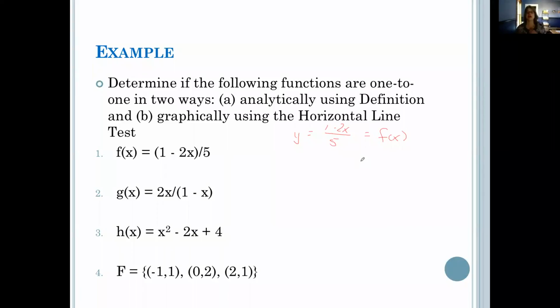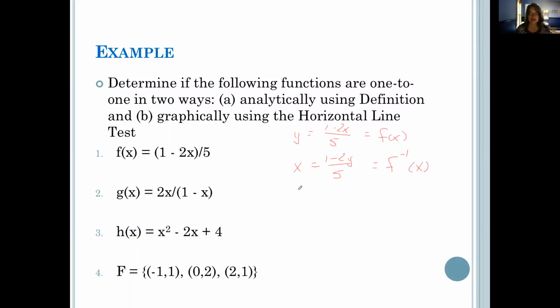Now, in order to determine if it is a one-to-one function, we are going to swap x's and y's. So we're going to say x equals (1 minus 2y) over 5. This is an expression of f inverse of x. Now here's the test. If I can solve this equation for y without having to use a plus or a minus sign, like I would if it were a positive root, then this will be an invertible function. So can I solve this?